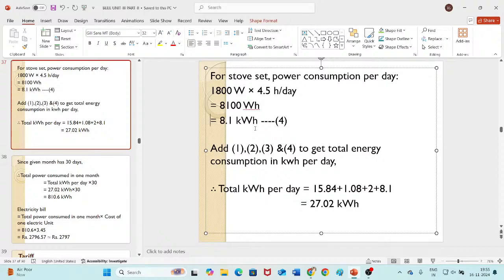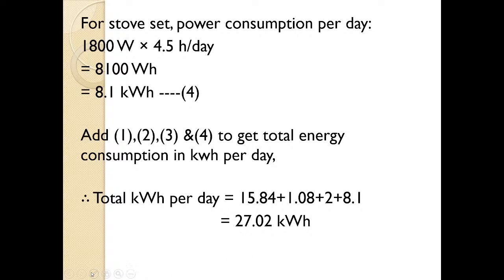So we have calculated the kilowatt hour rating of each and every electrical apparatus mentioned in the question. Now to get the total energy consumption in kilowatt hour per day, you just add all the values 1, 2, 3, 4. You will get the total kilowatt hour energy consumption per day. So how much is it? It is 15.84 plus equation 1 plus 2 plus 3 plus 4.